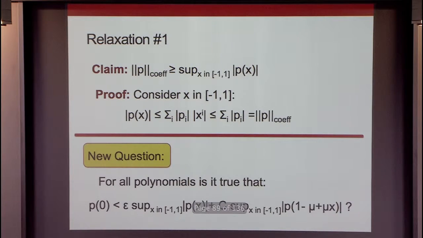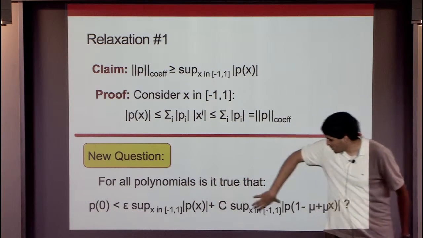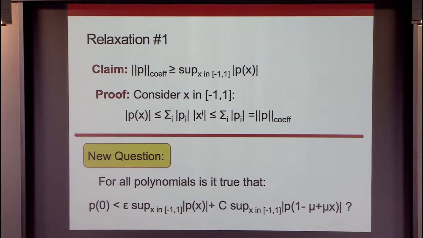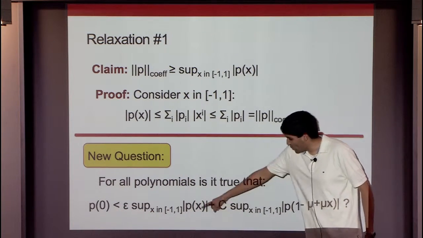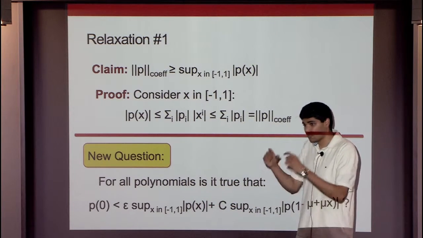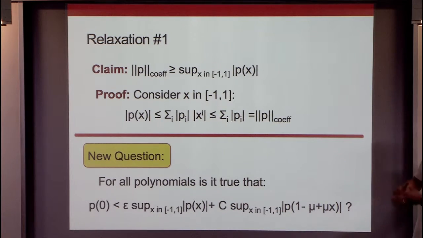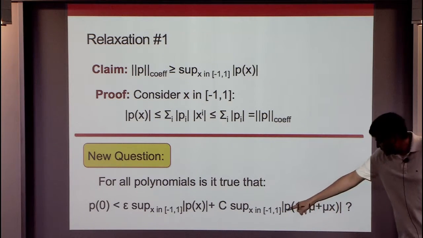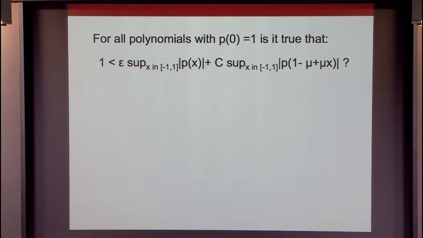So this gives us a different question. We want to know if a polynomial is 1 at the origin, can its max value in 2 different representations be small? Here all I've done is replaced what q is by p. So what we're really asking is whether the value of a polynomial is lower bounded by some epsilon times its max value in -1, 1, plus some huge constant c that depends on epsilon, times its max value in some restricted range. And actually, the trouble is that there are polynomials that do this.